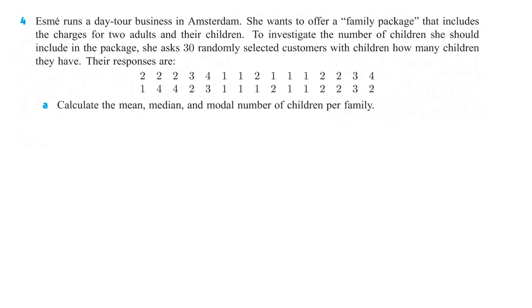Last one we're going to take a look at here is number 4. Esme runs a day tour business in Amsterdam. She wants to offer a family package that includes the charges for 2 adults and their children. To investigate the number of children she should include in the package, she asked 30 randomly selected customers with children how many children they have, and here are their responses. Calculate mean, median, and modal number of children per family.